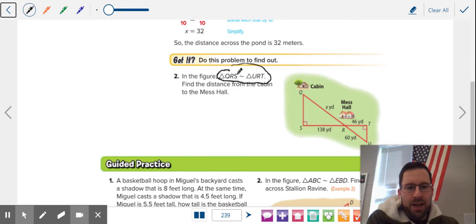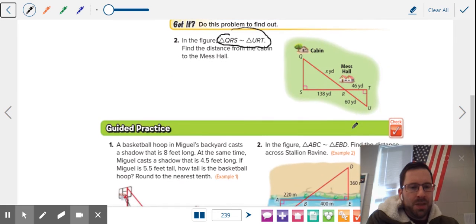We know that QRS is similar to URT. So QRS, we're going in this direction, URT. That means 60 and x are similar, and that means RT and RS. So I used the smaller triangle first, and the smaller triangle second, 138 second.